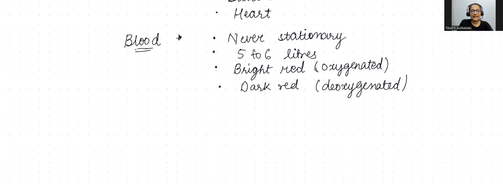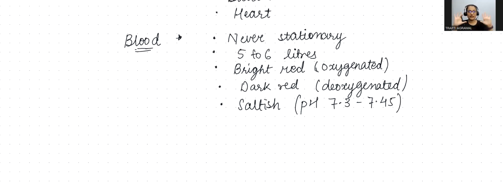And second thing, blood has a saltish taste, and its pH is 7.3 to 7.45. So these are the small characteristics of the blood: how it looks, what its pH is, and whether it is in a running state or a stationary state. So that was about that, students.